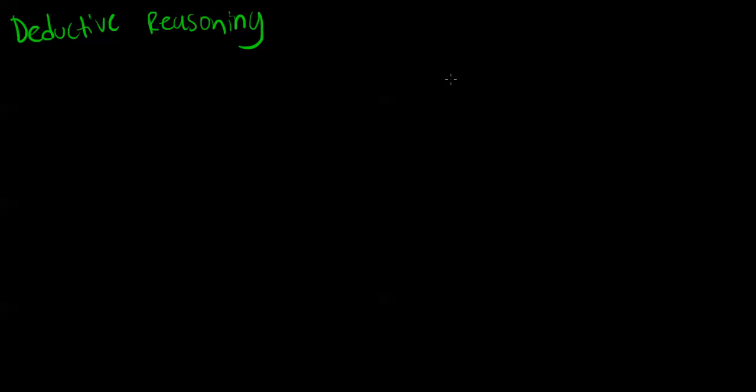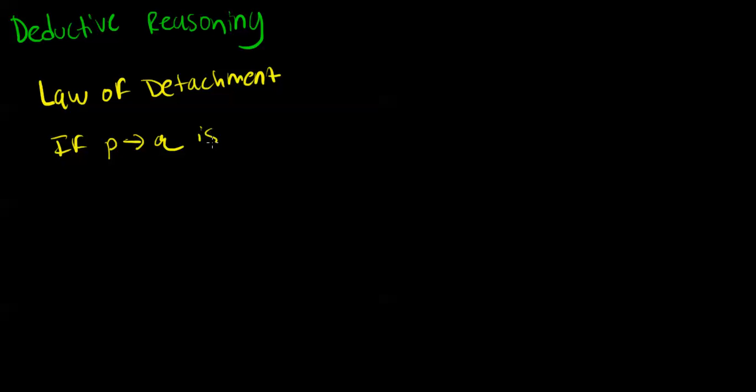The property is the law of detachment. The law states if the hypothesis, or P, of a true conditional is true, then the conclusion, Q, is true. So if we were to look at this in symbols, if P → Q is true, and P is true, then Q is true.